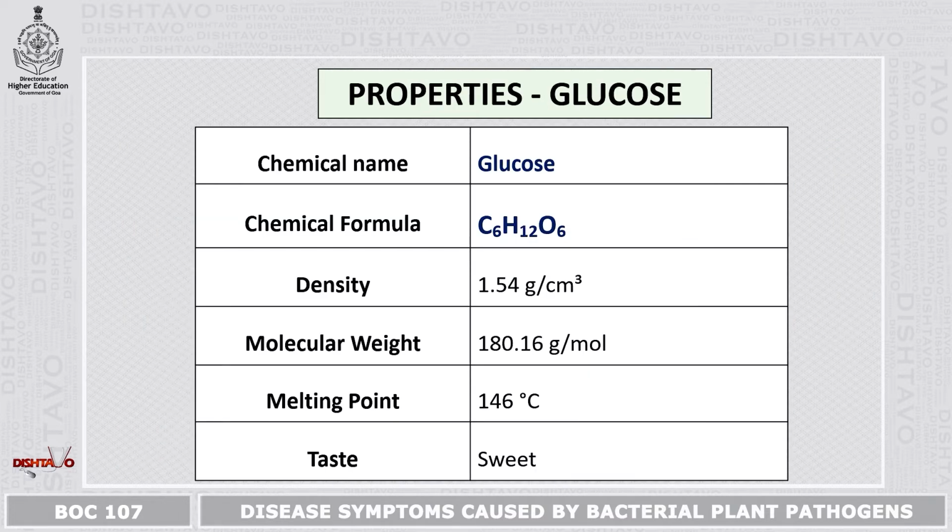Coming to the properties of glucose. The chemical name of glucose is again glucose. Chemical formula C6H12O6, so 6 carbons, 12 hydrogens and 6 oxygens. Density is 1.54 grams per centimeter cube. Molecular weight is 180.16 grams per mole. Melting point 146 degrees centigrade and the taste of glucose is sweet.